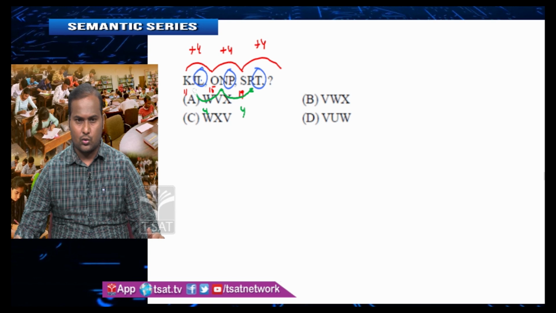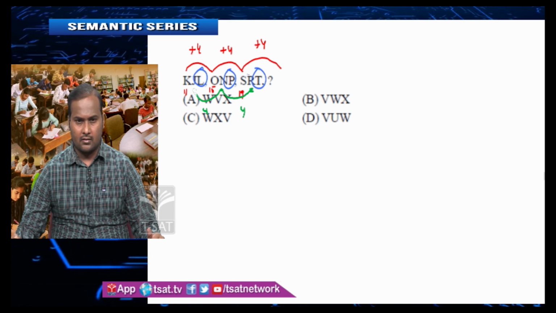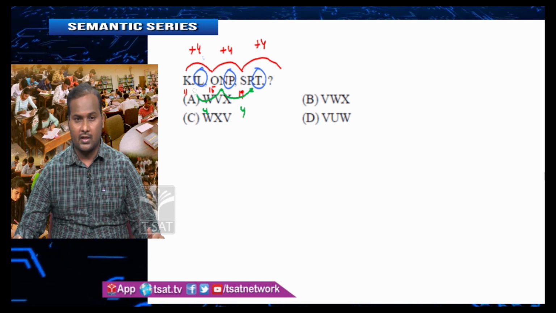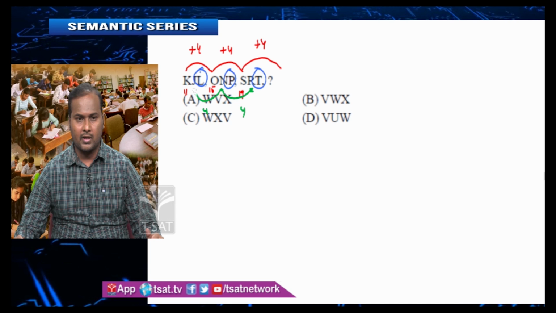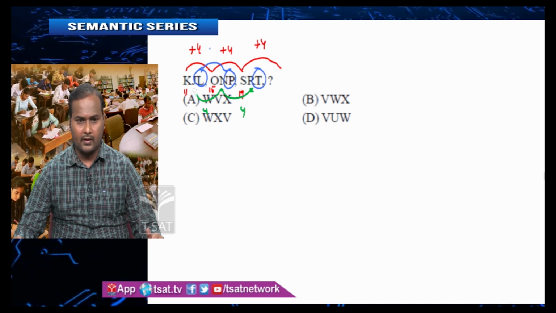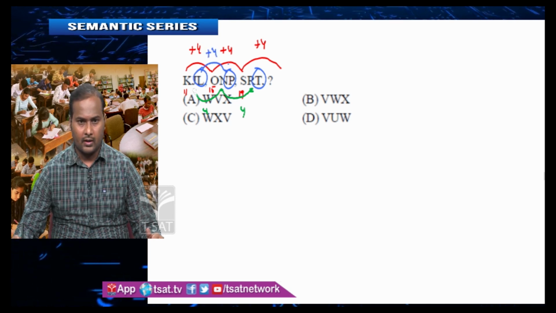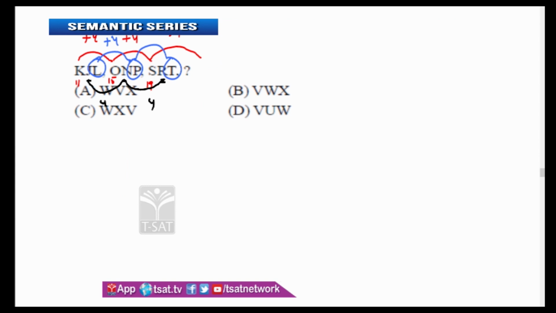We know that L is 12, P is 16, T is 20. If you see the increase, how is the increase? It is increased by 4. So L to P, it is increasing by 4. Again from P to T, it is also increasing by 4. So here you have more than one series, and all the series in this case is increasing by 4.